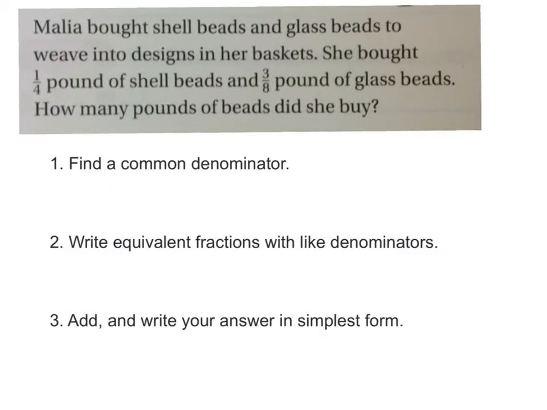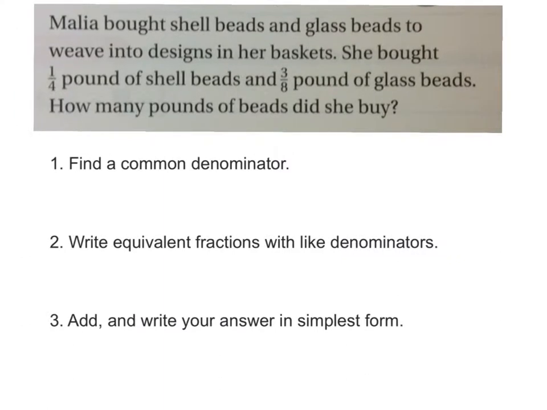Now let's take a look at today's first problem. It says Malia bought shell beads and glass beads. So two kinds of beads: one, beads that are made out of shells, and two, beads that are made out of glass. She wanted to weave them into designs in the baskets that she was making. She bought 1/4 pounds of shell beads and 3/8 pounds of glass beads. How many pounds of beads did she buy?